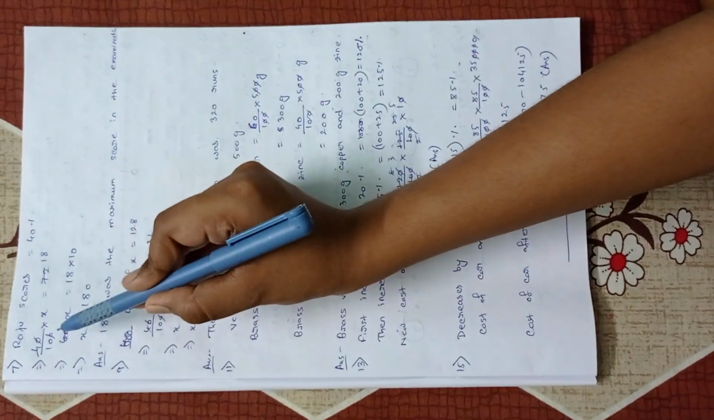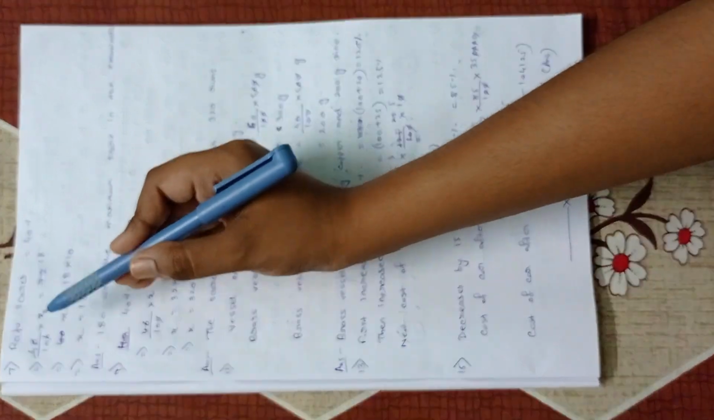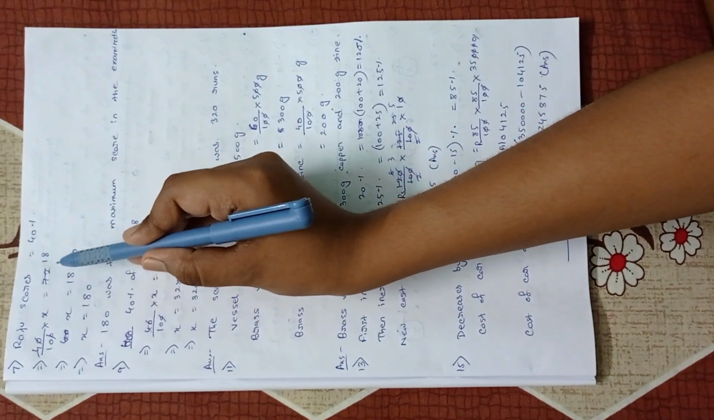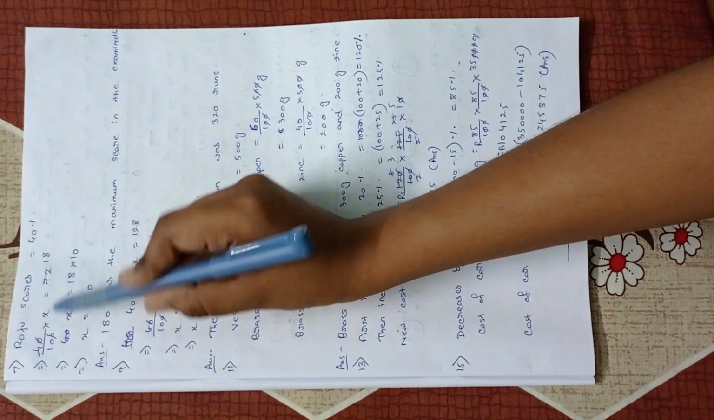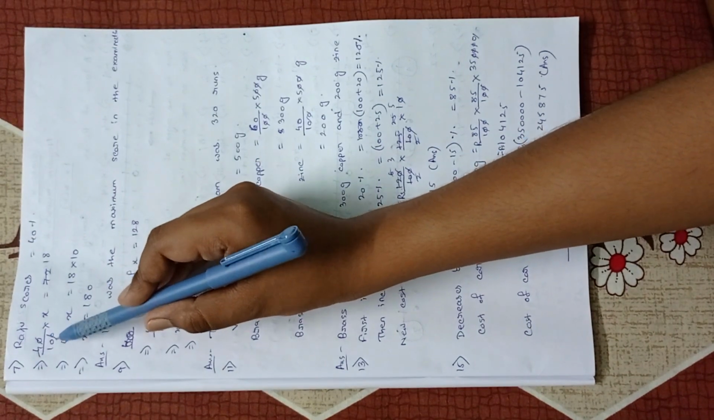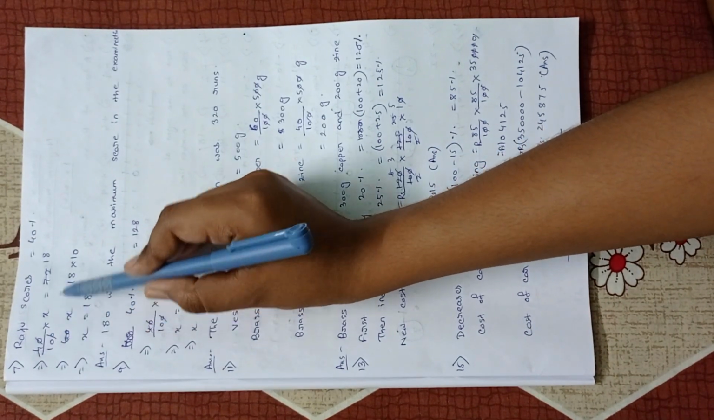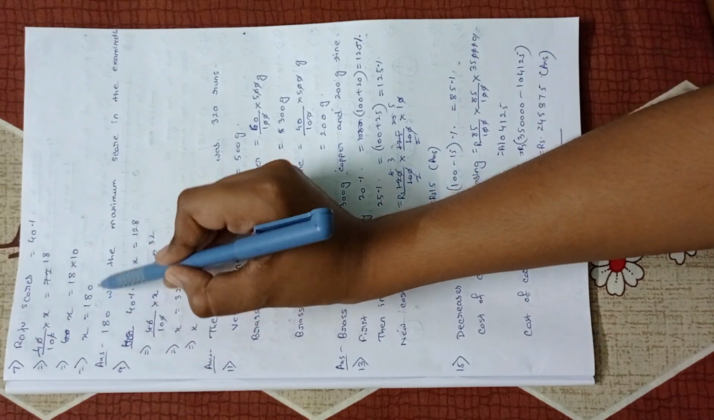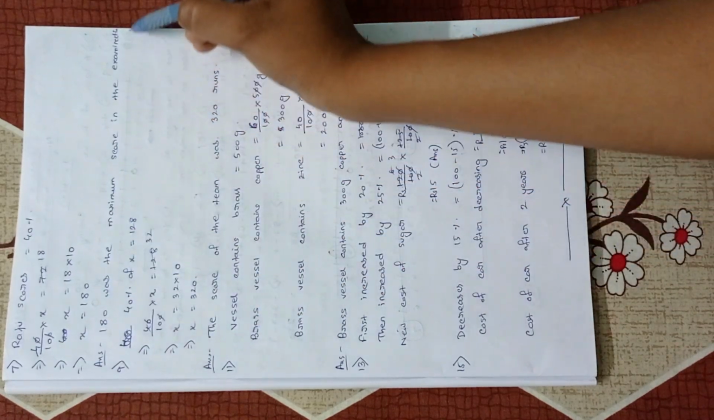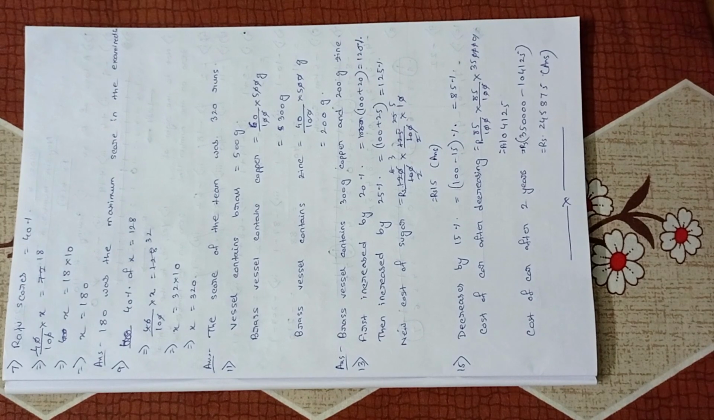Okay, so 40% of x is equal to 72. That means 40 by 100 is multiplied by x, and then you will find 180. 180 was the maximum score in the examination.